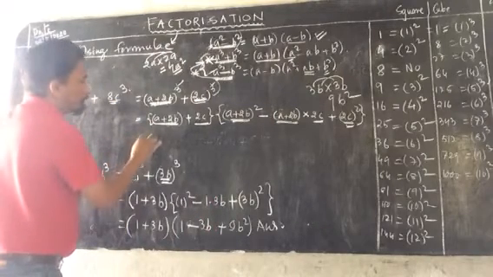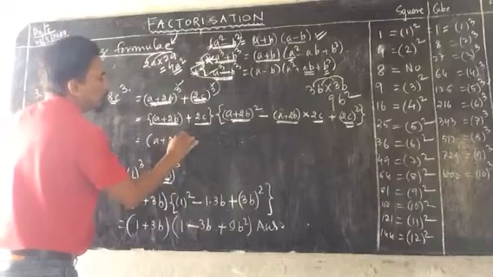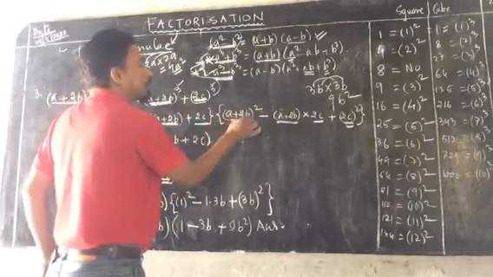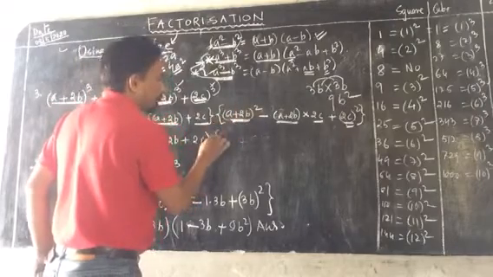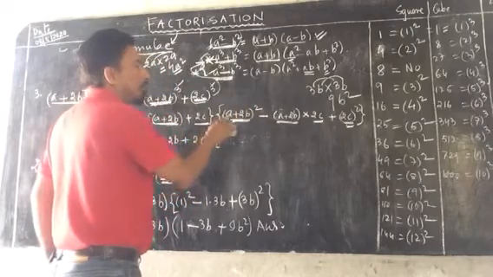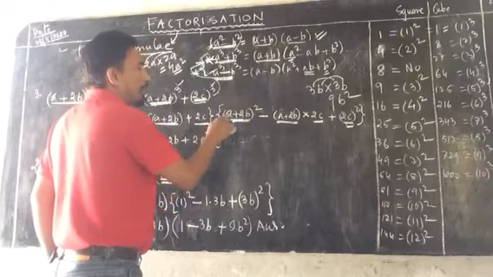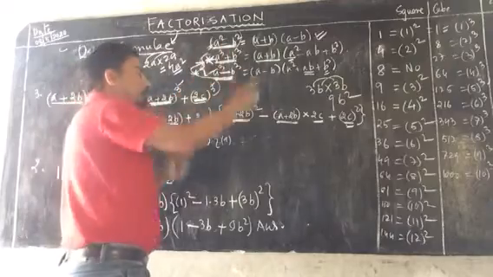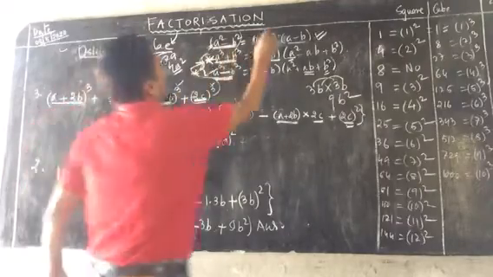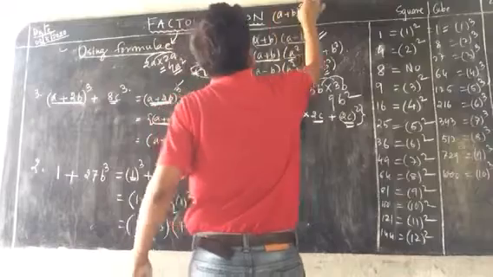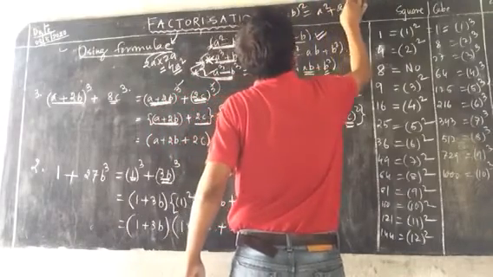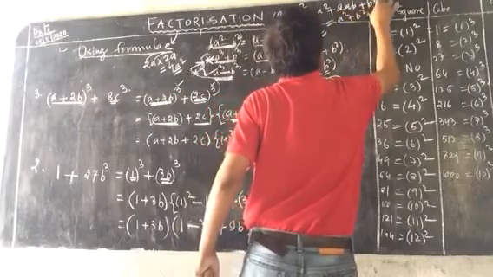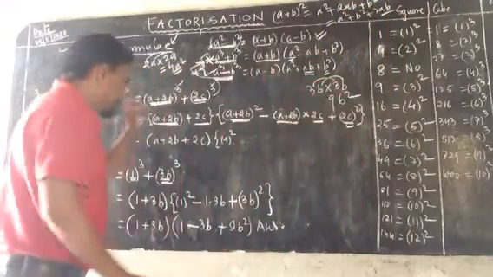Now again you see here. A plus 2B, you can remove the bracket, 2C. Again this can be expressed in the form of A plus B whole square. Got my point? You have learnt that formula already. A plus B whole square is A square plus 2AB plus B square, or you can write A square plus B square plus 2AB. Got my point?